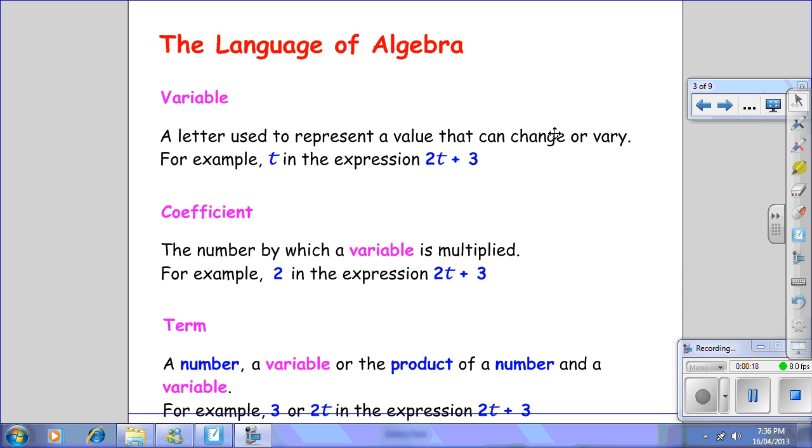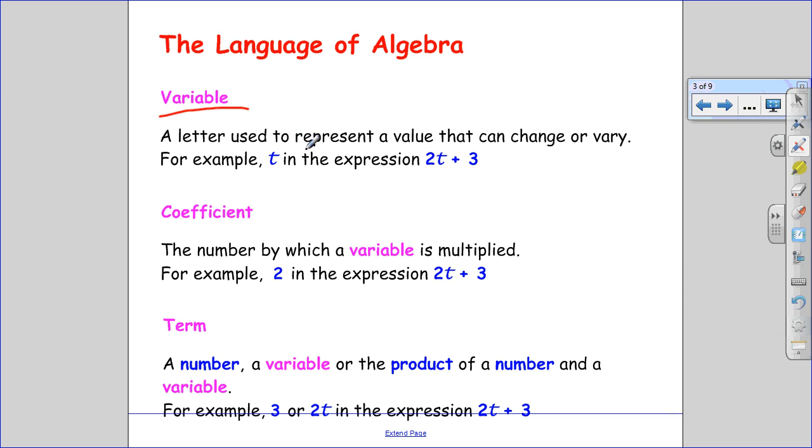And the first word we need to know is variable. A variable is simply a letter that represents a value that can change. So it's got the word vary in it. So if I look at the letter T in the expression 2t plus 3, T can take on many different values. It varies.